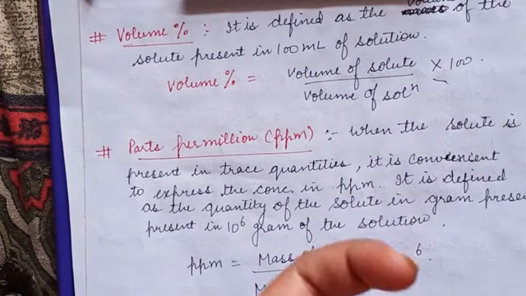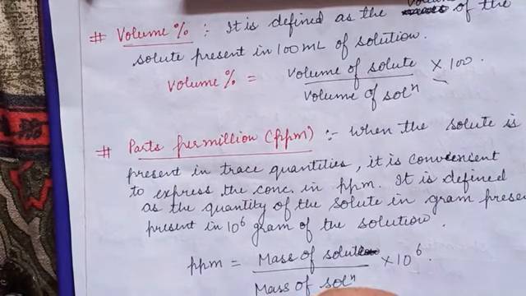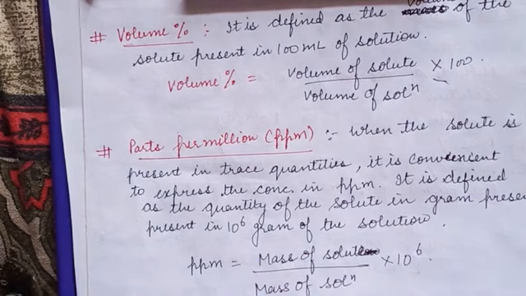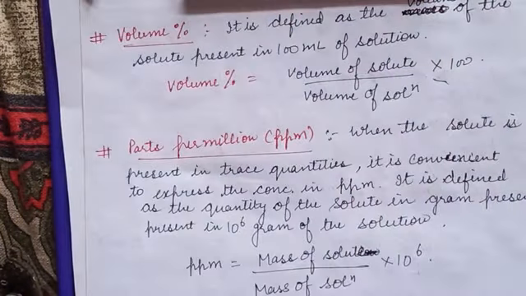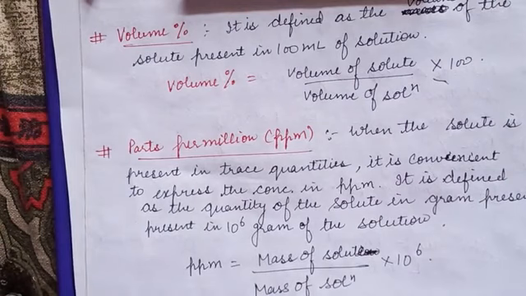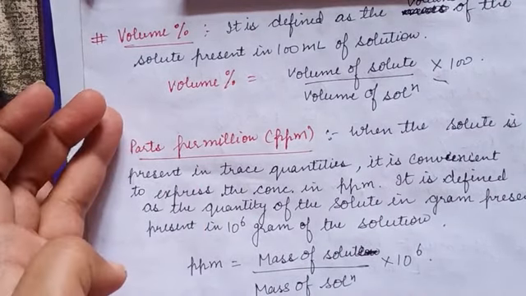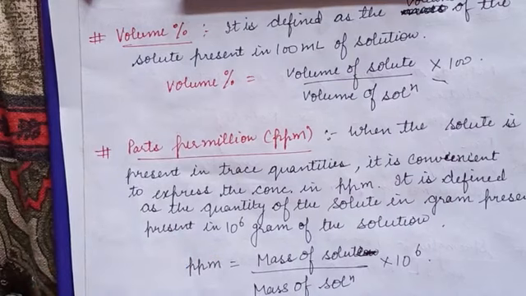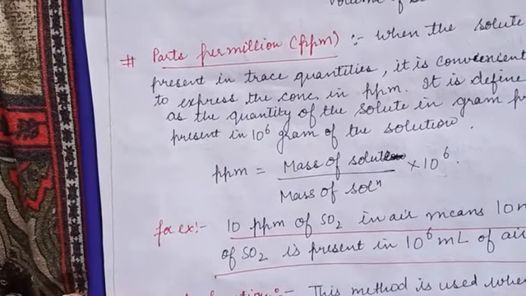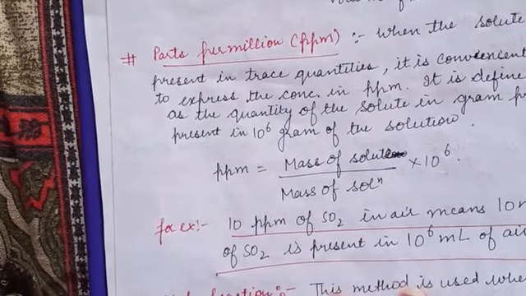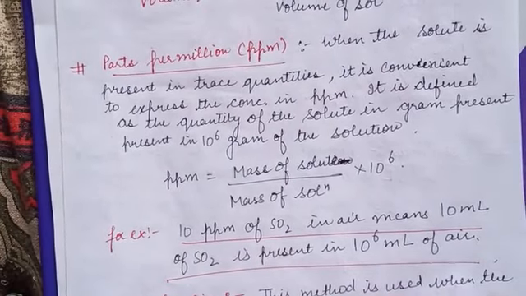For that we need some specific methods to express it, which we are studying now. First we studied strength. Next we studied the method mass percentage, and the third method we studied volume percentage, and the next one is parts per million, ppm. Now what is a ppm?